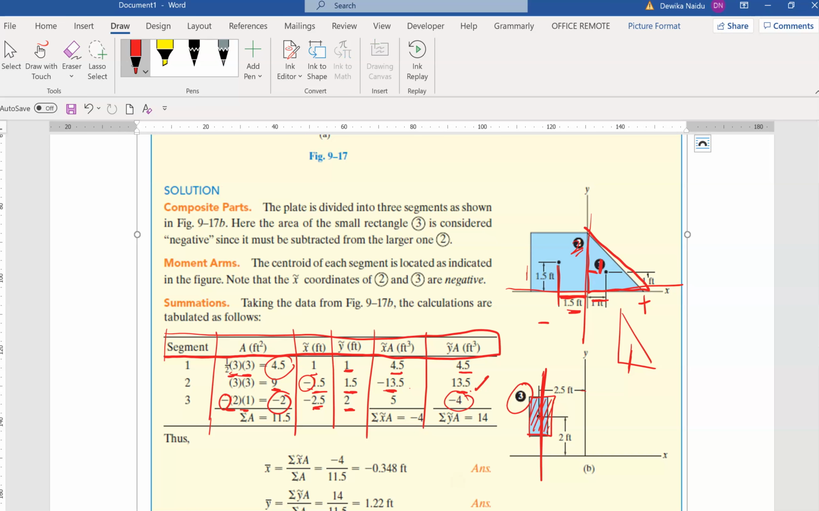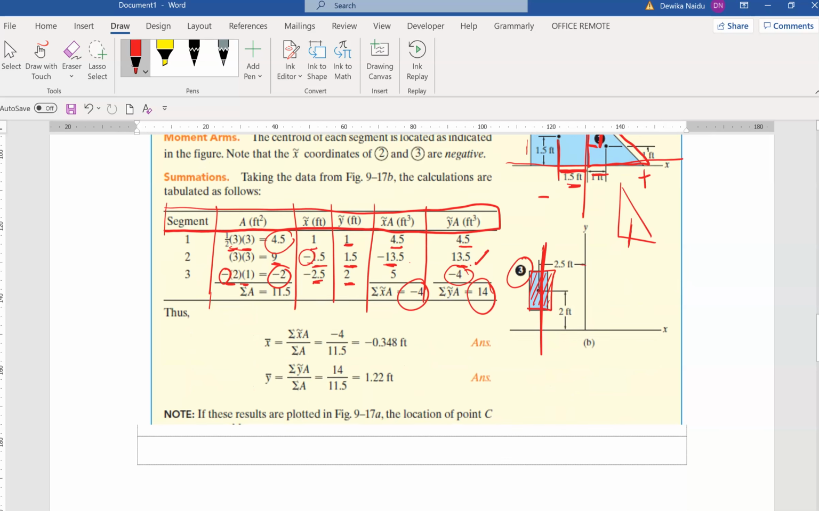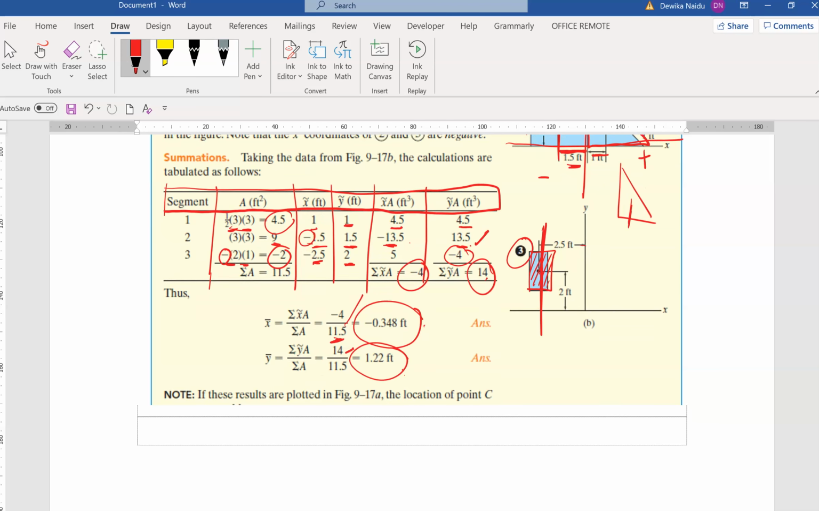So this column here will be just addition. So what do you have? Negative 4. So negative 4 divided by area, 14 divided by area. So what do you get? Negative and positive. So this is actually the coordinate of your centroid.